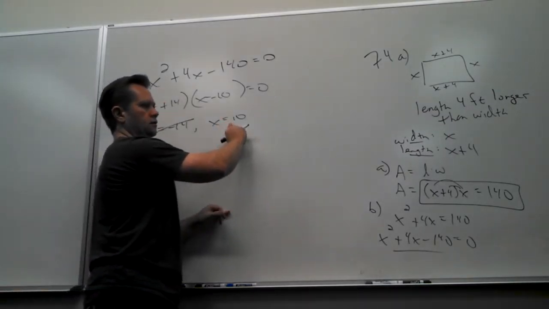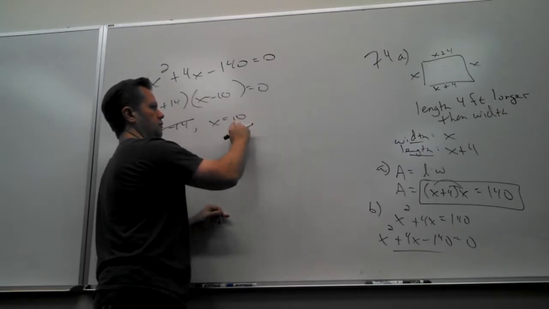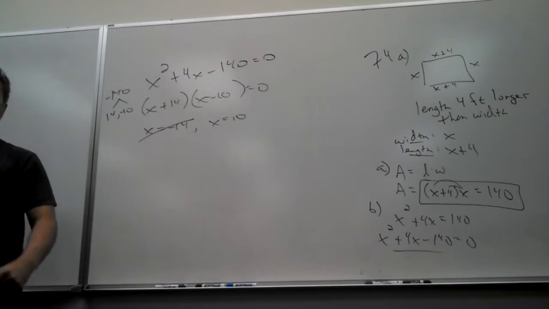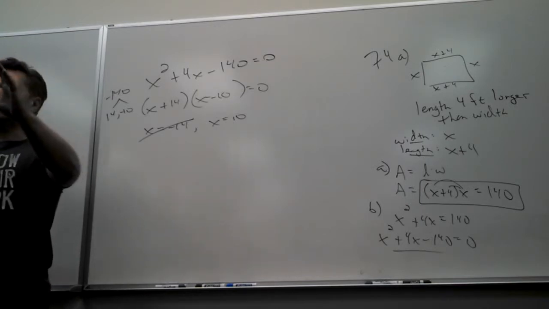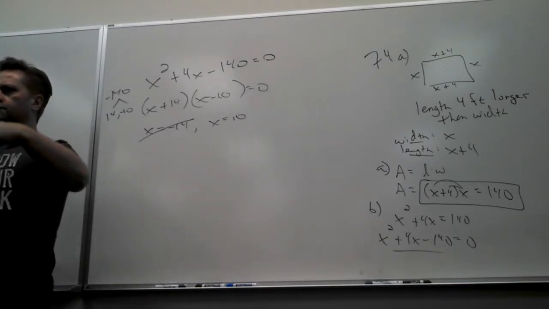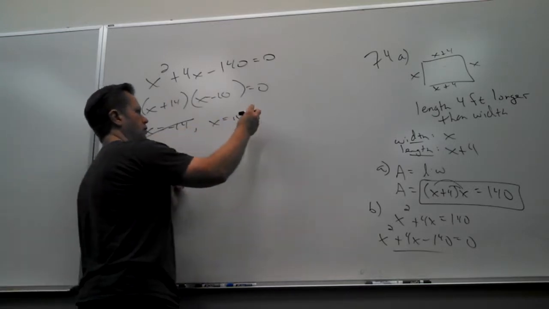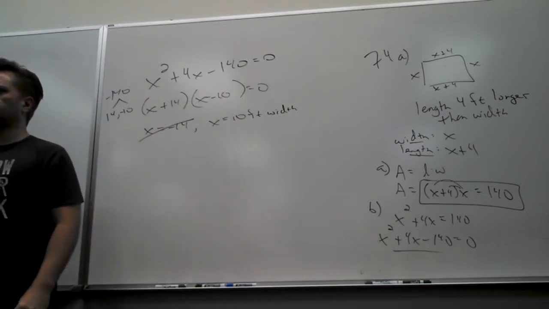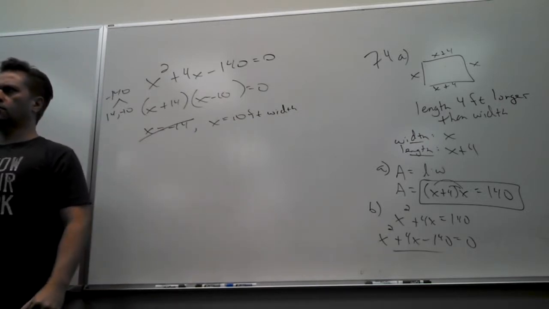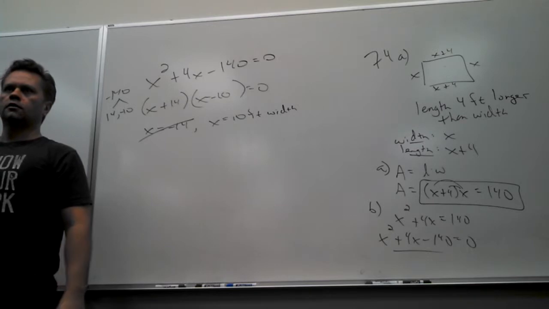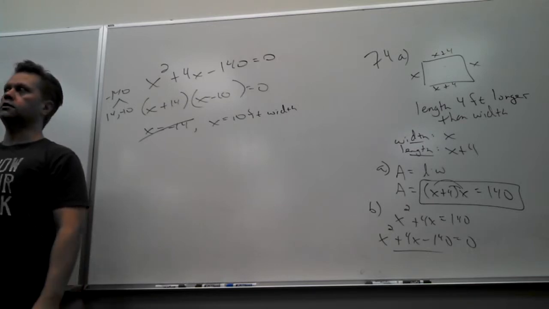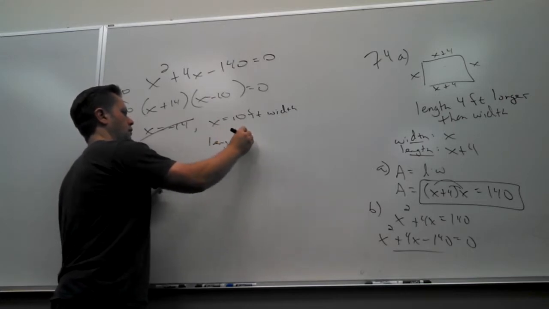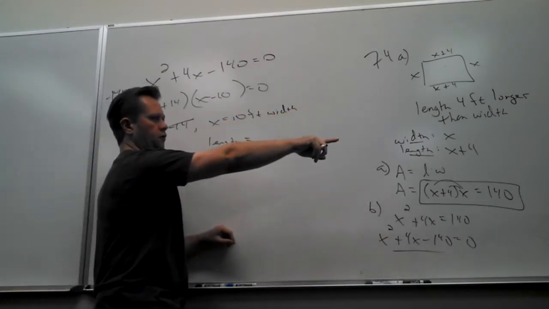So this is the, what is this? The width. I love it. We have to remember we're talking about a rectangular thing. My answers have to relate to that. So that's the width, 10 feet. And then the length you can figure out. What's the length? It's 4 more than the width.